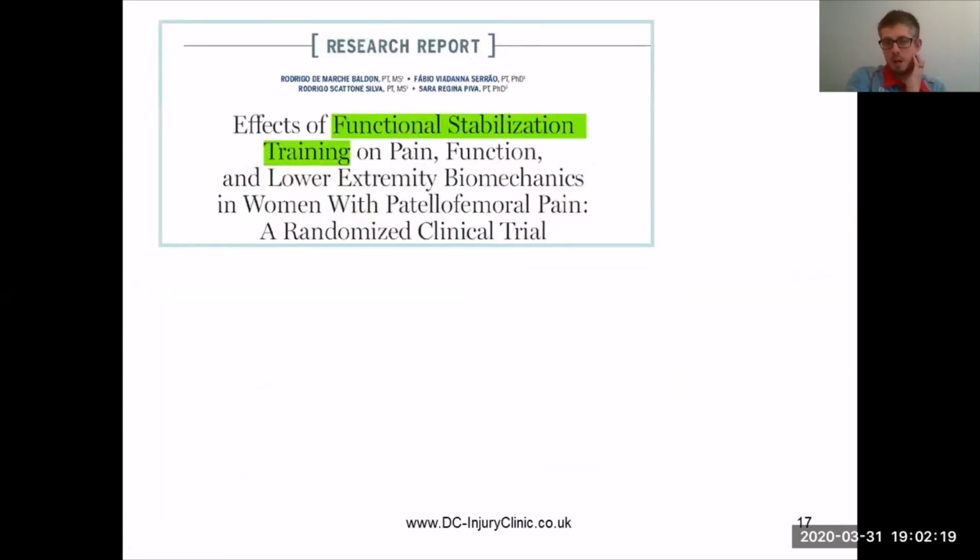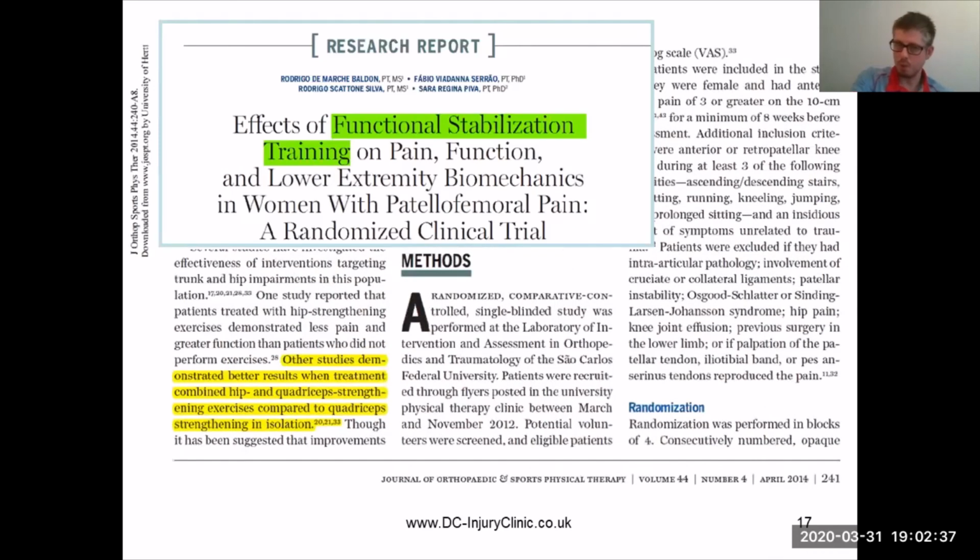This is a paper looking at patellofemoral pain, so PFPS, in females. A lot of research in knee pain is in females. 70%, I think it's 70% of knee pain in females is actually a hip condition. And this paper supports that. So it says that studies demonstrated better results when treatment combined hip and quad strength compared to just quad strength.